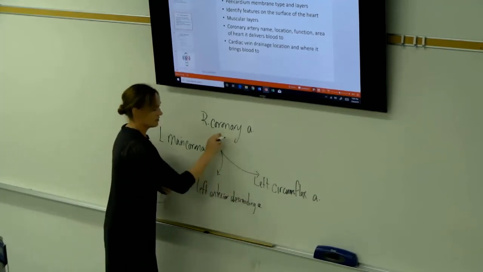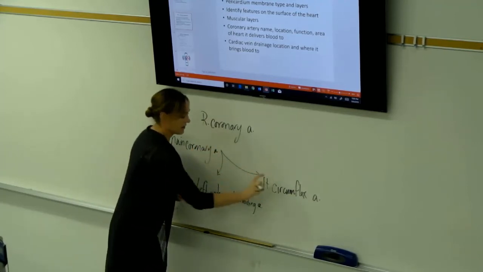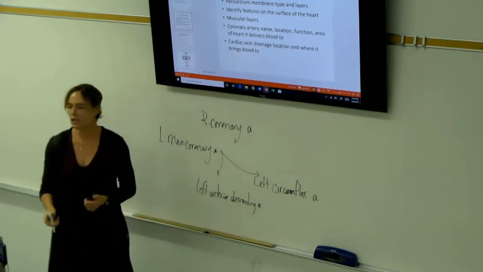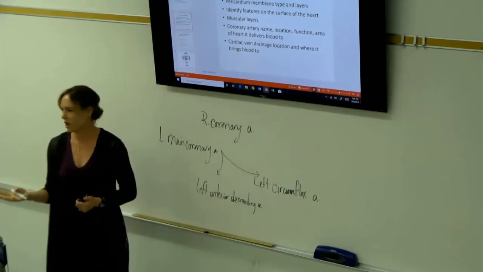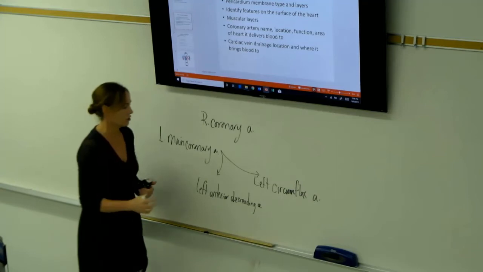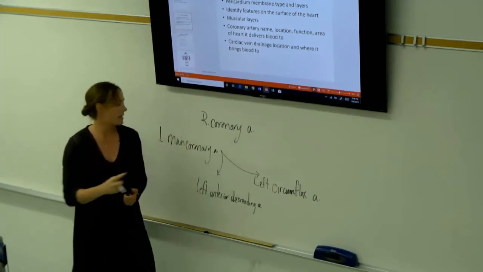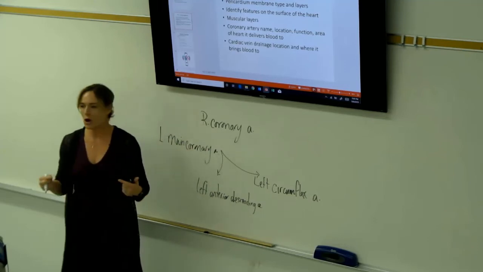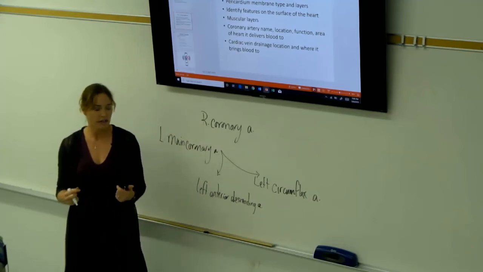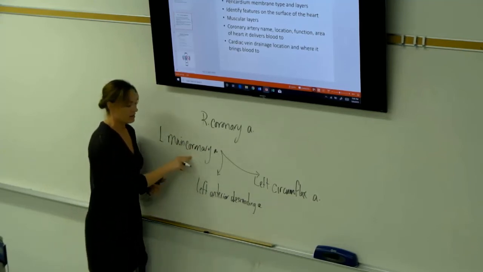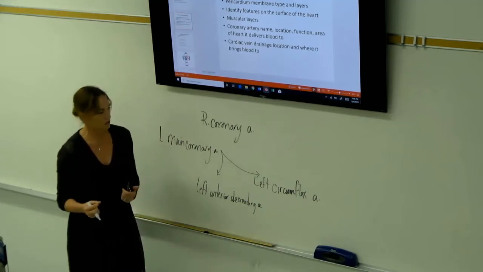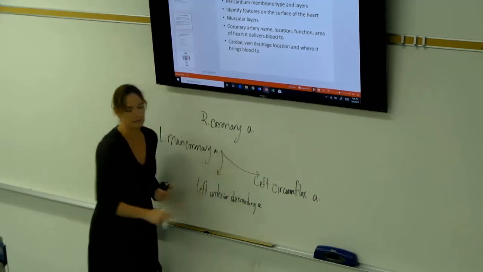So of these three arteries, the right coronary artery, left circumflex, and the left anterior descending, you are responsible for the region of the heart that each will deliver oxygen to. You also should know that the left main coronary artery, as well as the right coronary artery, are the two branches off of the aorta. The left main is just a centimeter or two long before it divides into these two.